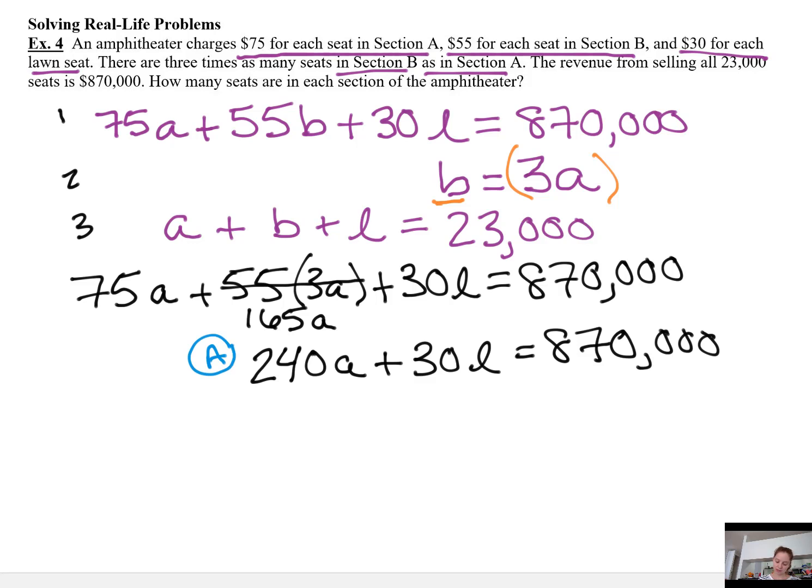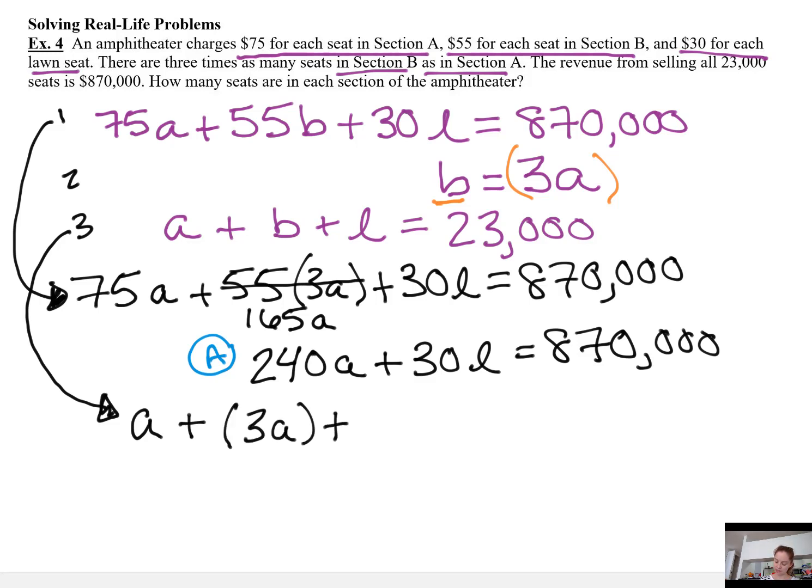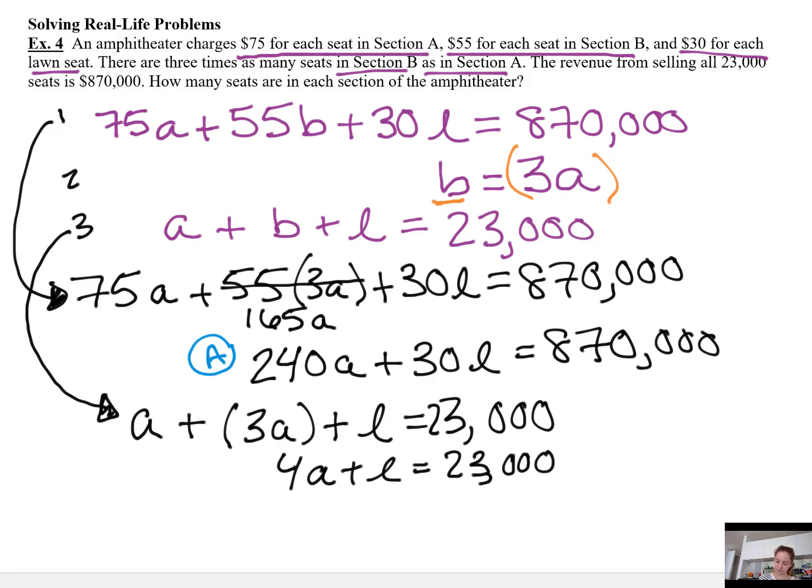That was taken from equation 1. Now from equation 3, I have A plus, and I'm substituting in B, replacing B with 3A, plus L equals 23,000. This is 4A plus L equals 23,000. This is my new equation. I'm going to call it B.